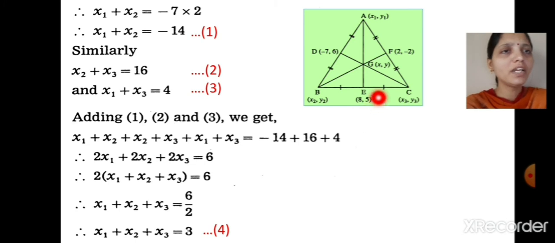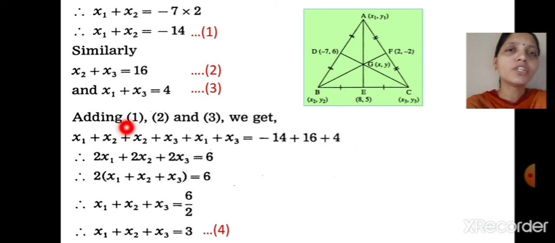Now similarly, point E is the midpoint of side BC. So by the midpoint formula, you will get this equation: x2 plus x3 is equal to 16. And if you consider point F as the midpoint of segment AC, you will get this equation by the midpoint formula: x1 plus x3 is equal to 4. So this will be your equation 3. You have to write down these steps and then you will get this equation.